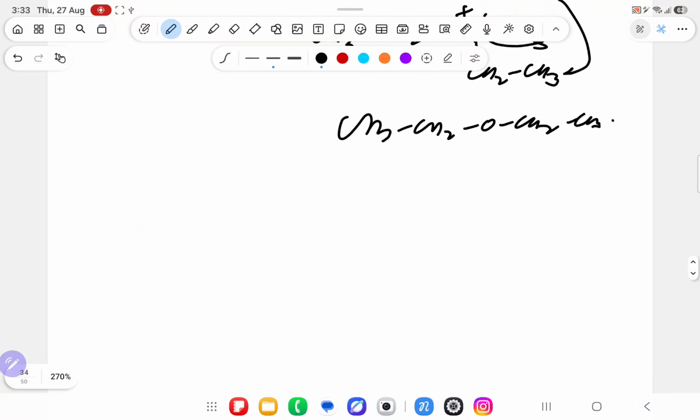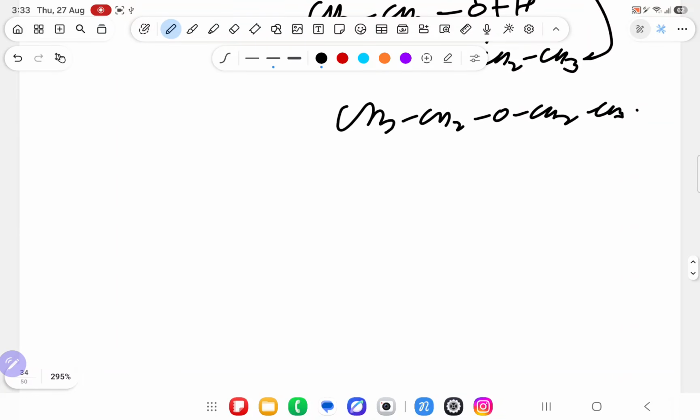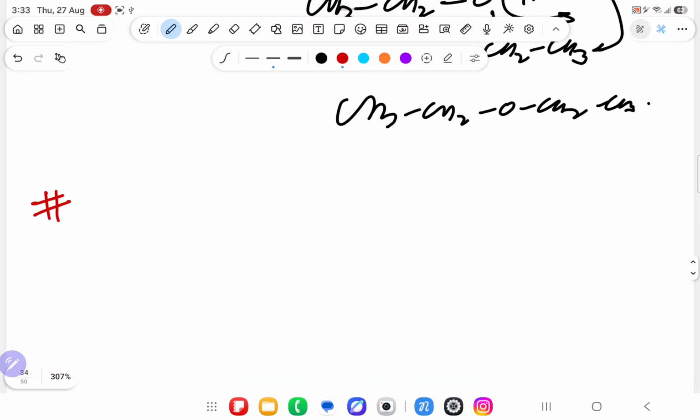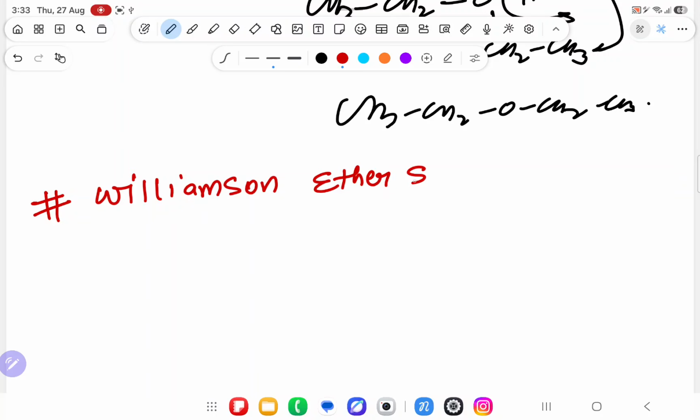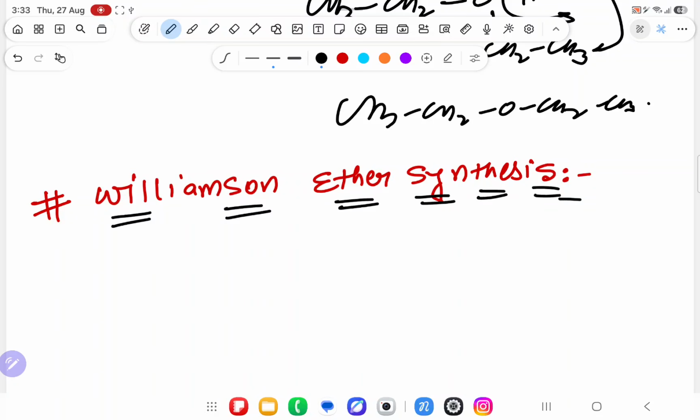The second method is Williamson synthesis. The first one was the dehydration method, and the second method is Williamson synthesis for the preparation of ether. There are only two methods. This is known as Williamson's ether synthesis. This method is called Williamson ether synthesis method to produce ether.